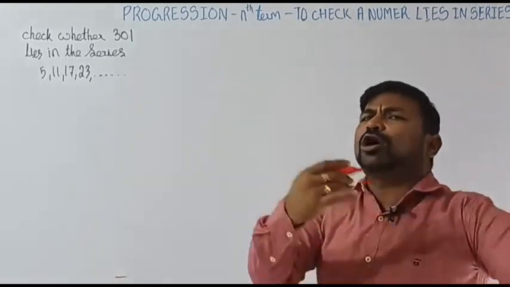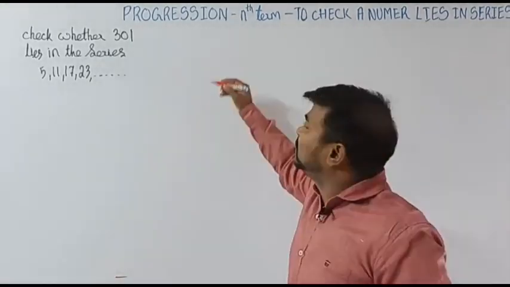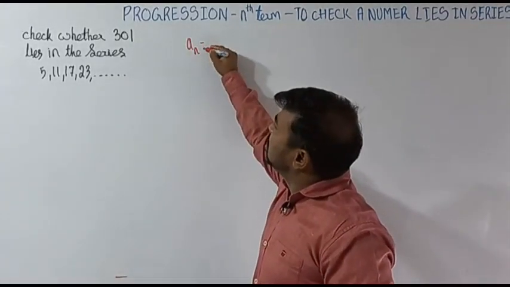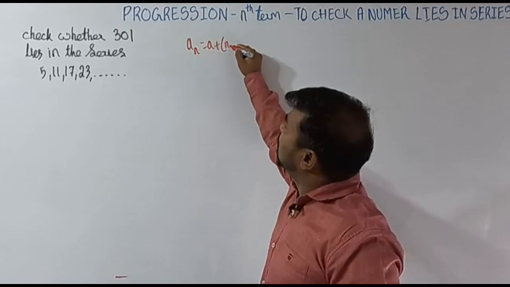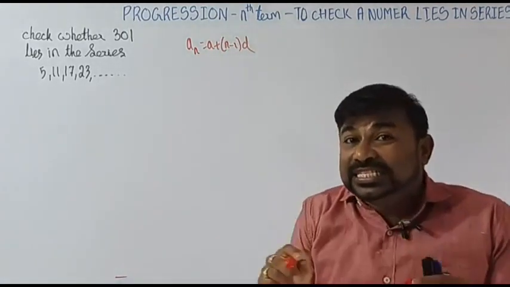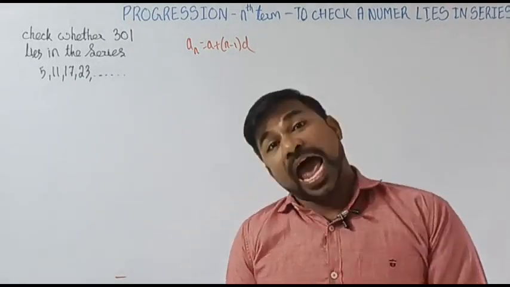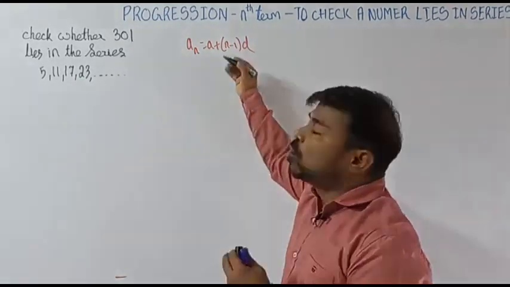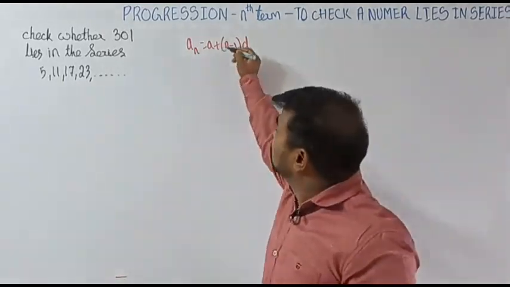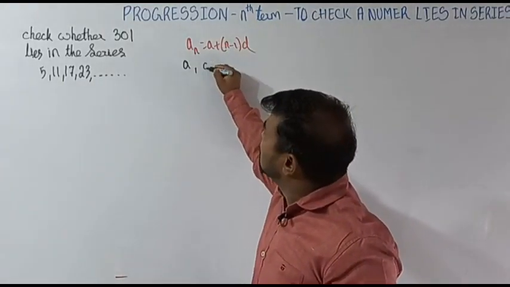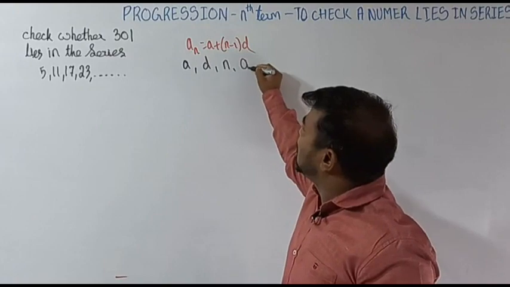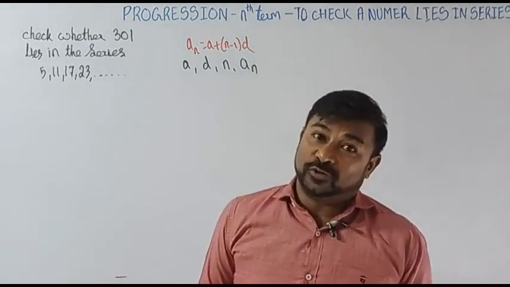Now let me recall a few concepts. What is the nth term formula? An equals a plus n minus 1 into d. This is the nth term formula in arithmetic progression. As I have discussed in my earlier videos, the variables in this are a, d, n and an. These are the four variables.